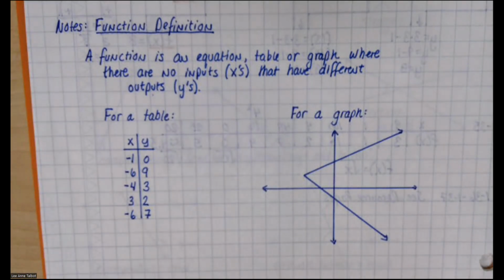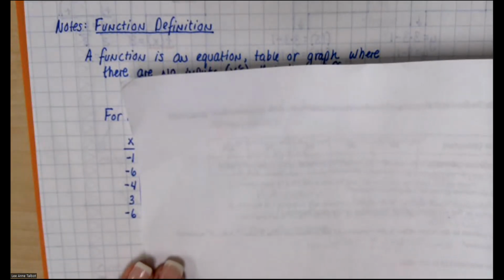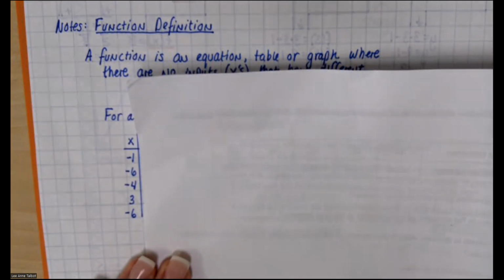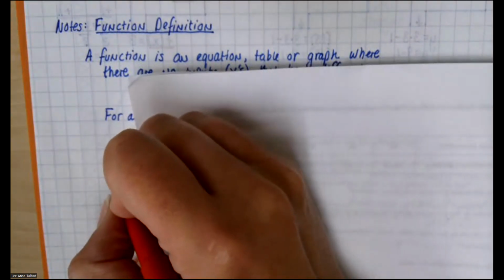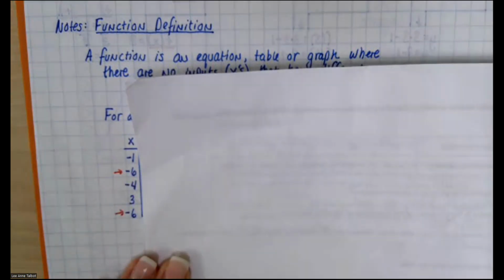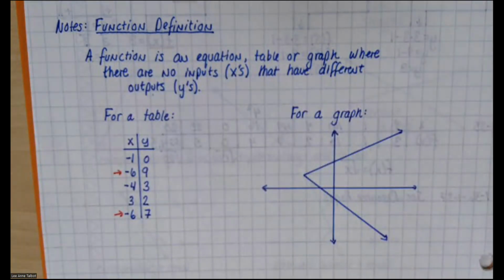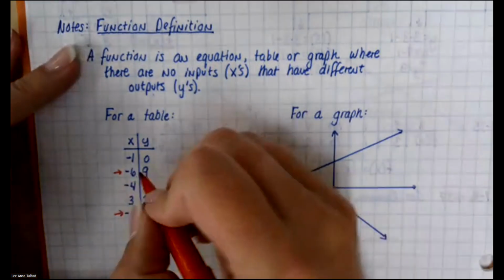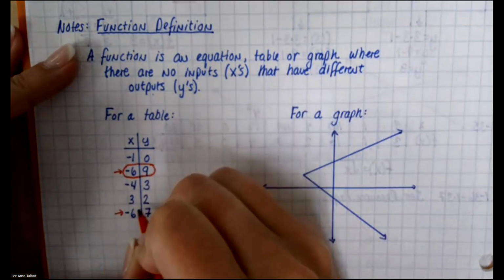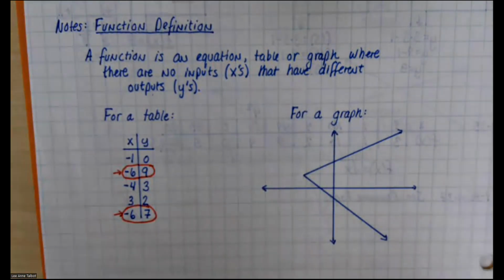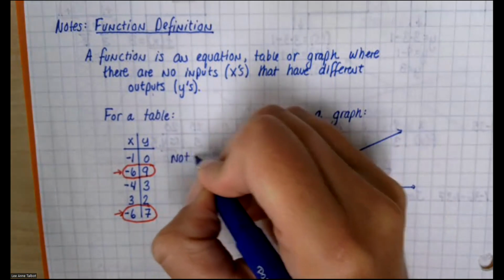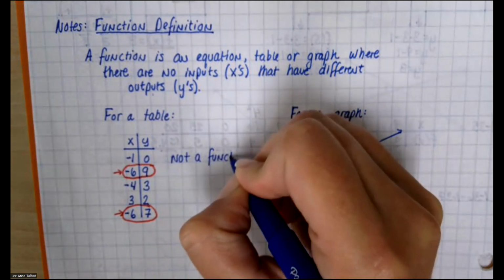All right, you guys, last little thing. So for the table, let's just practice this one more time. Only look at the X's. Do you see any repeats? You don't see any repeats? -6. Okay, so those are the ones we want to check. Do they have different outputs? Yes. Okay, so then we circle them. And we say, not a function.